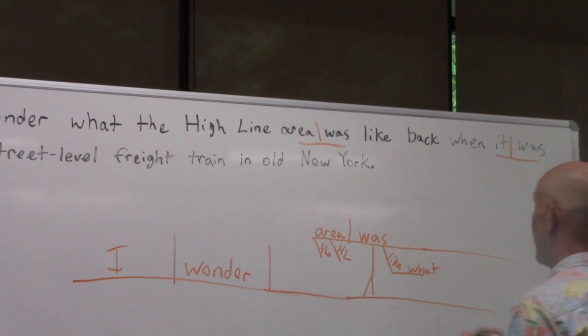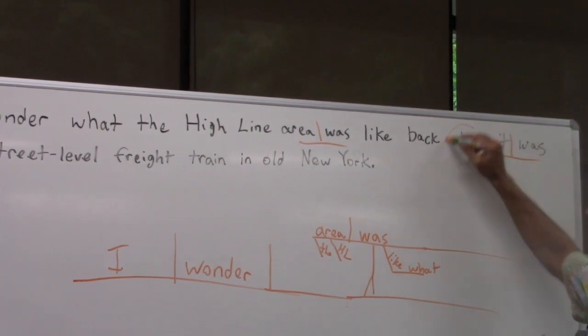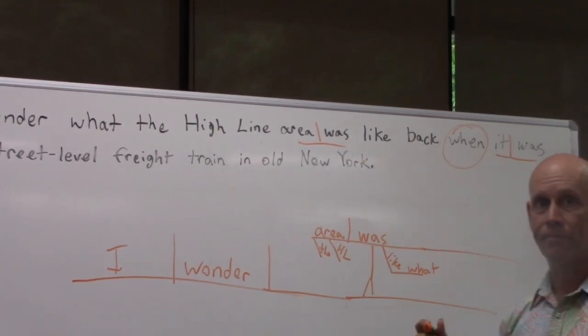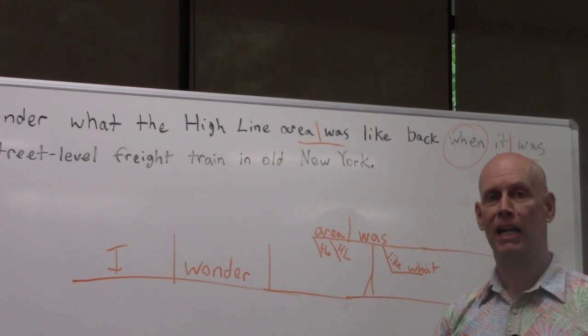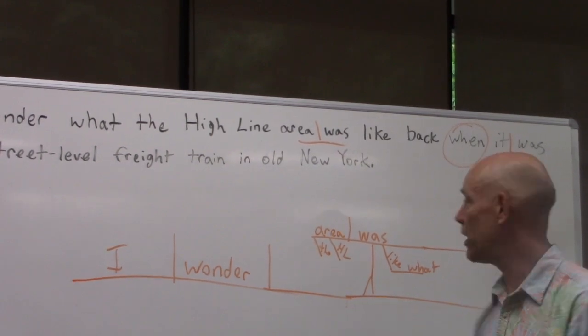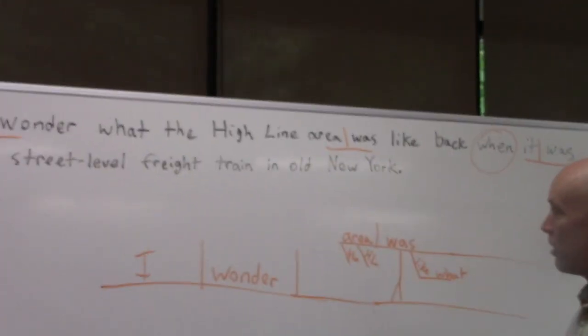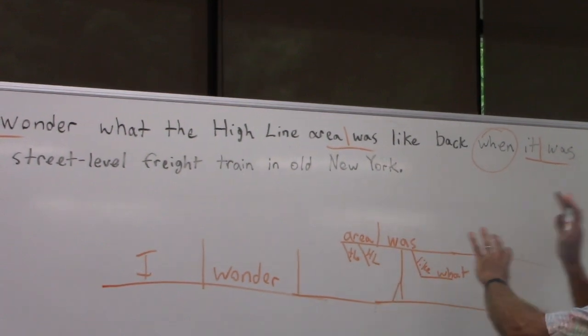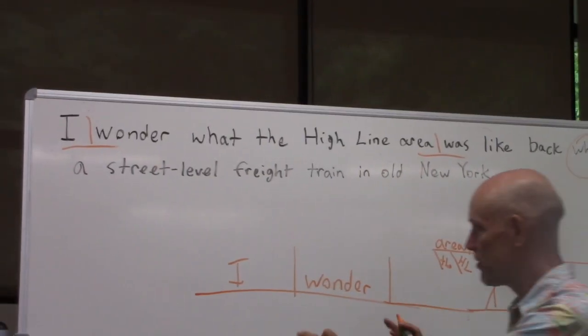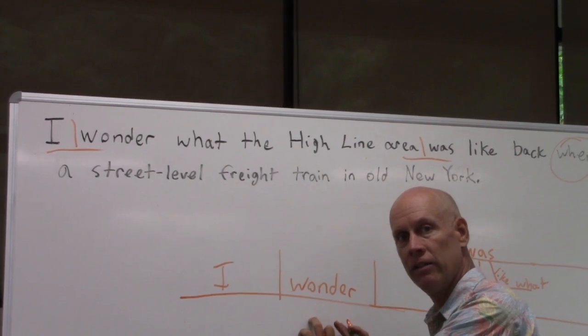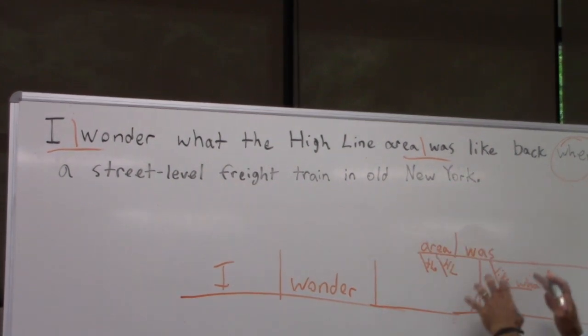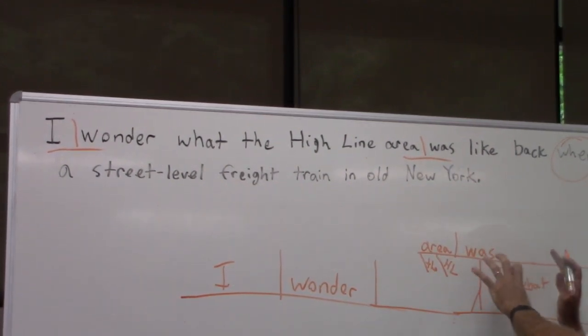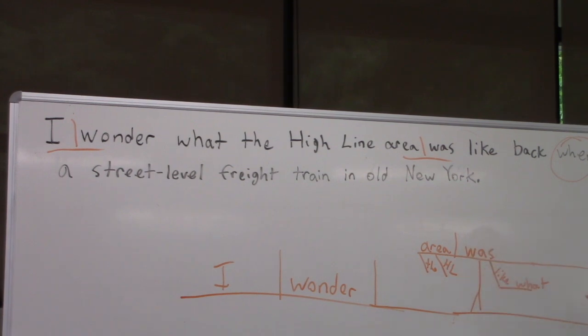Now, what about our last clause? What happens when you see this word? What is it telling you? Time and place. Time or place. This is definitely time, right? So is this whole clause, when it was a street-level freight train in Old New York, telling us when I was doing my wondering, or is it telling us when the area was like this certain way? That's right. It was like this. All right, so we'll diagram that.